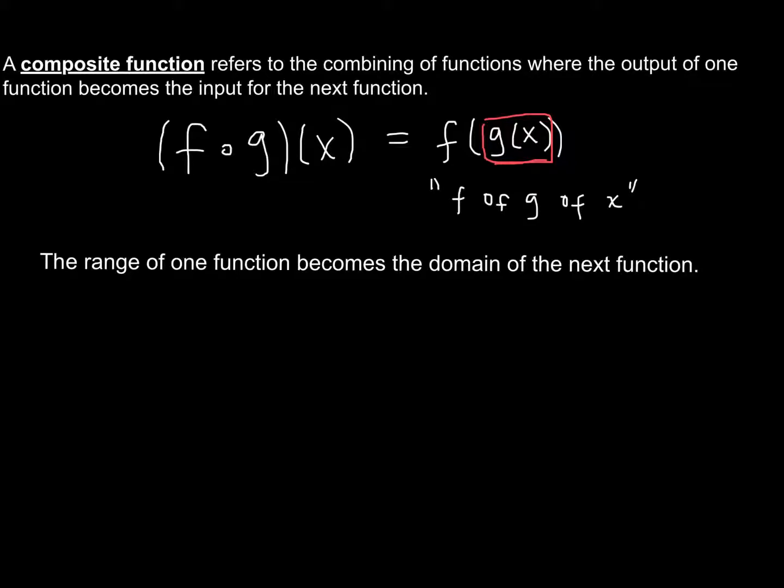So let's say, for example, we have f of x is e to the x, and g of x is negative sine of x. So let's try composing the functions in two different ways. So first, we'll write f of g of x.